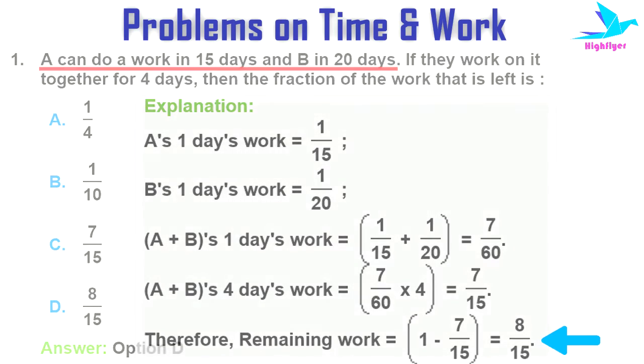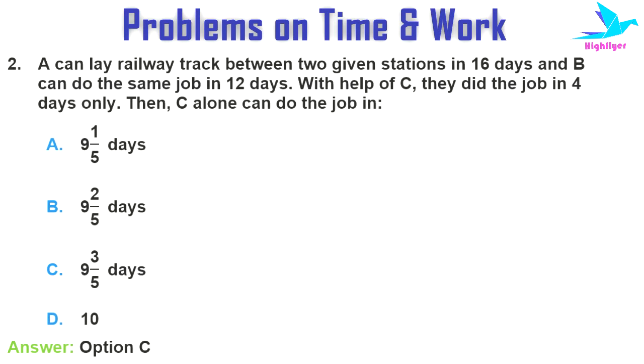Next question. A can lay railway track between two given stations in 16 days and B can do the same job in 12 days. With the help of C, they did the job in 4 days only. Then C alone can do the job in, the options are 9 1 by 5 days, 9 2 by 5 days, 9 3 by 5 days or 10 days. The right option is option C, 9 3 by 5 days.